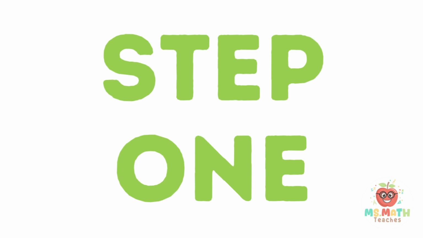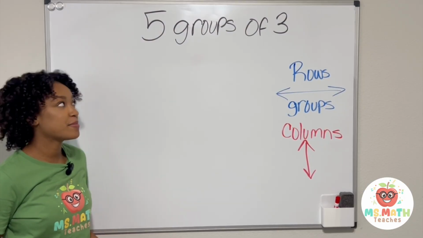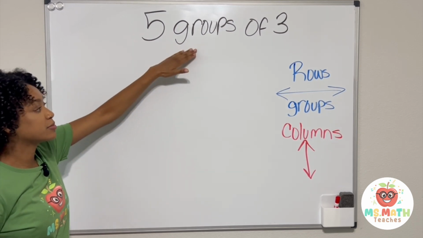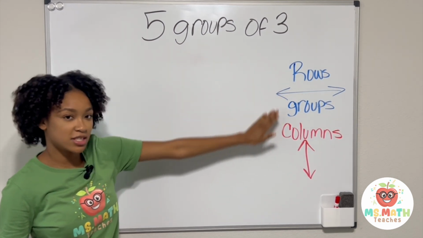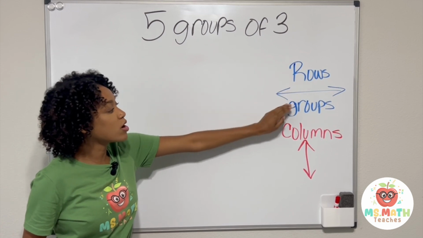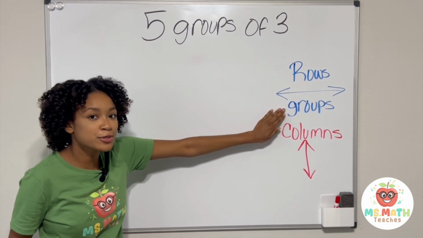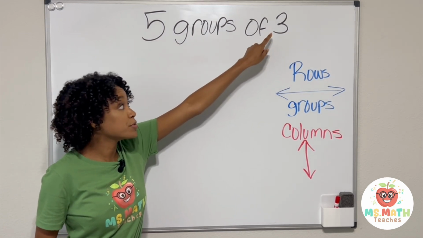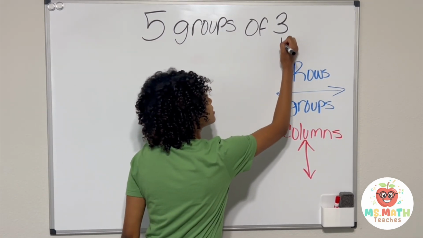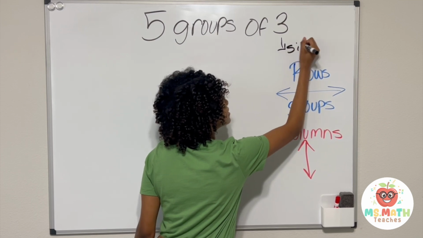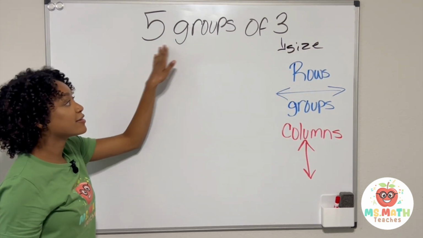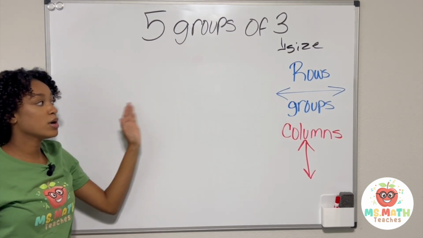Step 1, let's make an array. Remember, we need 5 groups of 3. So 5 groups. When I look at my notes here, right, I see that a row is a group. How many groups do I need? 5. How many are in each group? 3. So 3 is going to be the size of each group. It says it needs 5 groups of 3. A row is a group.